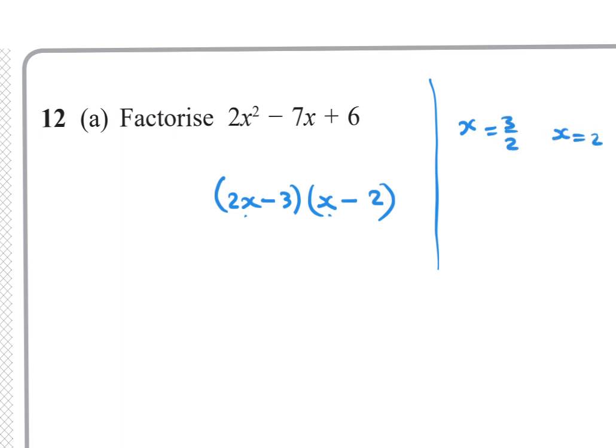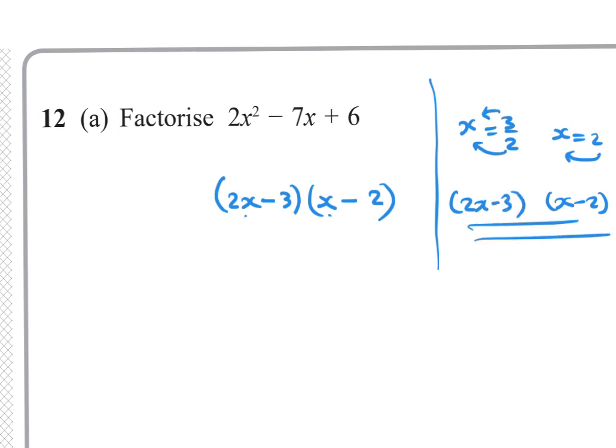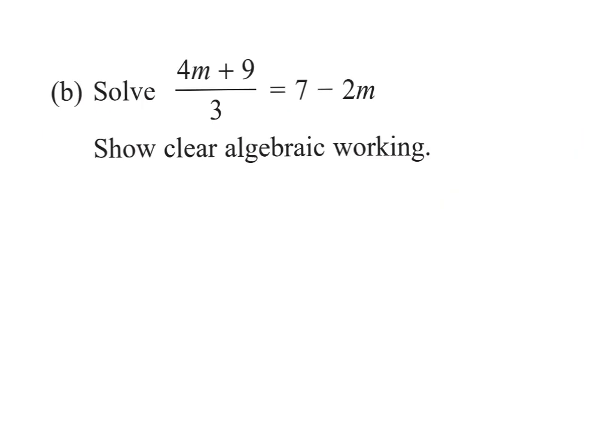Now how to set the brackets from the solution? Transpose 2 to the other side, so x minus 2 is the first bracket. Now multiply x by 2, so you have 2x. Then transpose 3 to the other side by negative, so 2x minus 3. So these are the two brackets using your calculator.